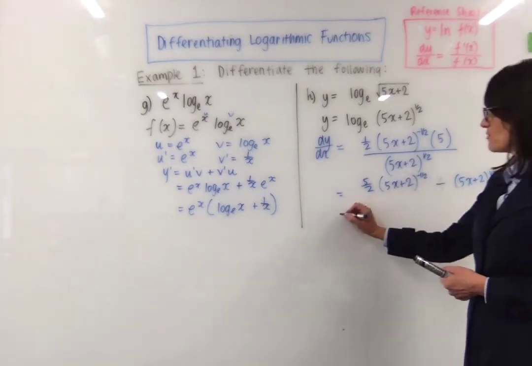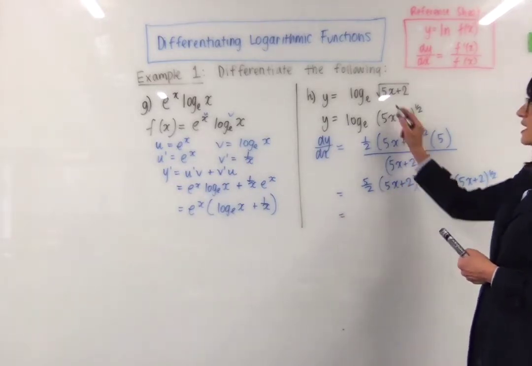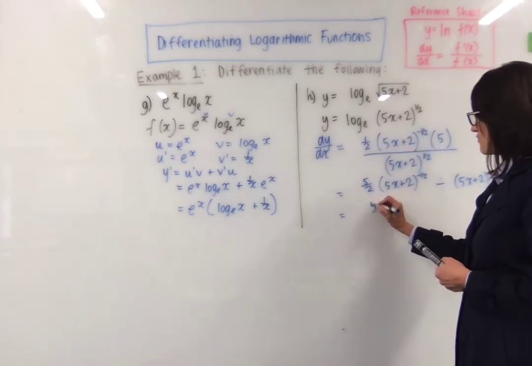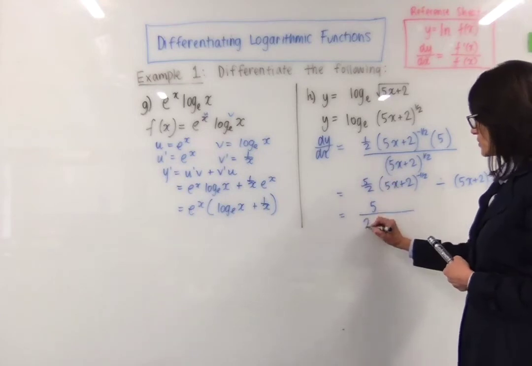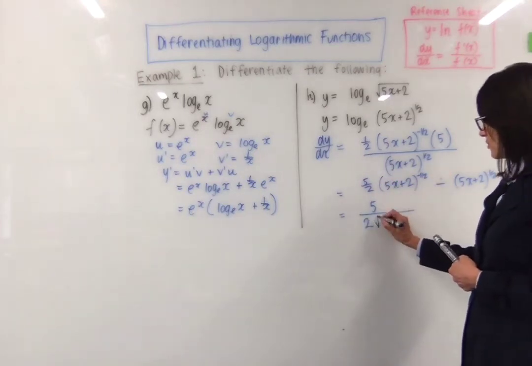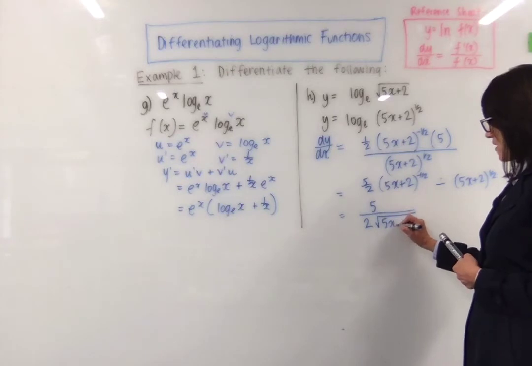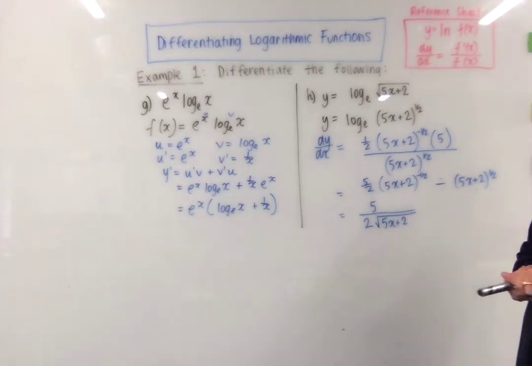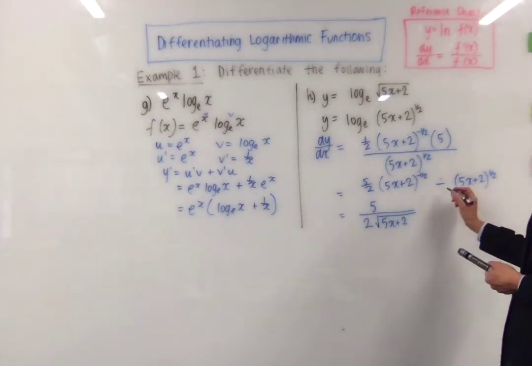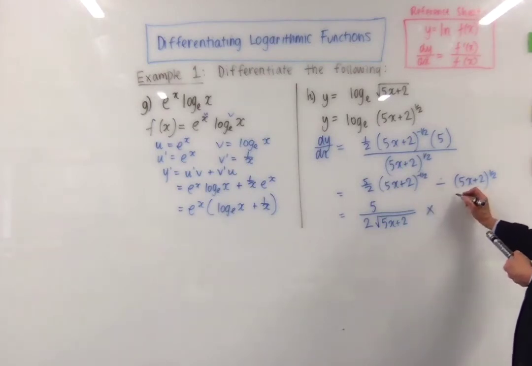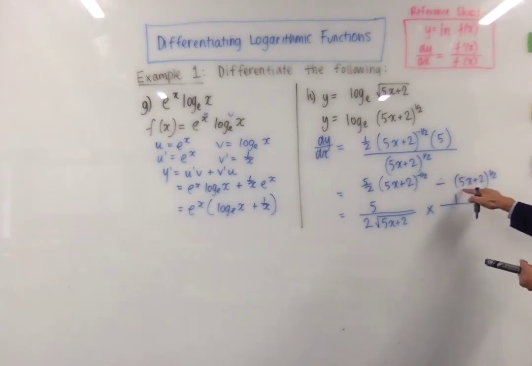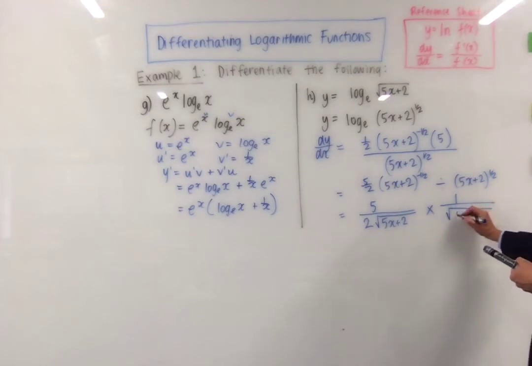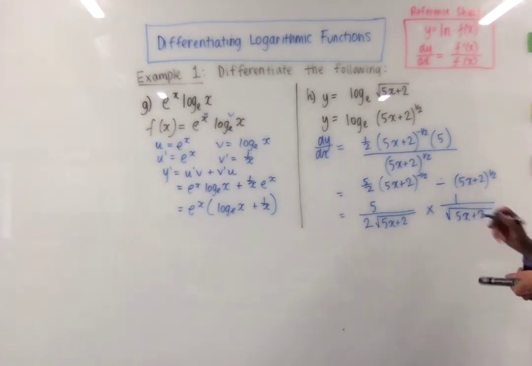Now remember, we can rewrite this in surd form. So the 5 will stay on the top, the 2 will go to the denominator, and we can push all of this to the bottom and rewrite it as 5x plus 2 and the square root of that. When we're dividing it, it's the same as multiplying it by its reciprocal. And the reciprocal of this would be 1 over 5x plus 2 to the power of a half, which is the same as taking the square root of 5x plus 2.